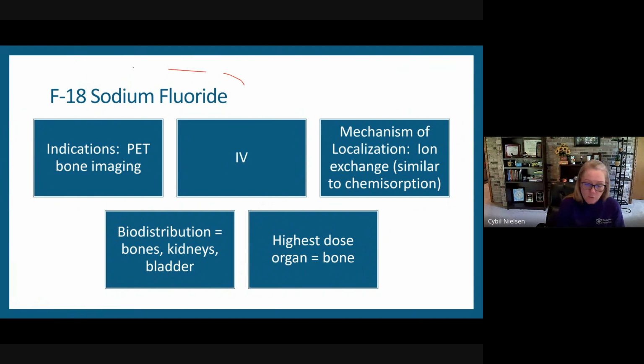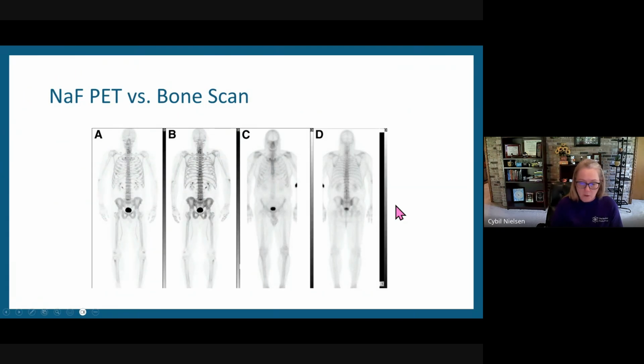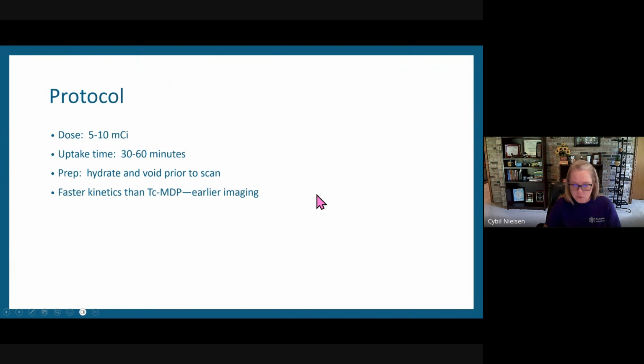All right, sodium fluoride. This is not FDG. This is like free F18, just like sodium pertechnetate is free tech. This is free F18. This is used for bone imaging. So this is an F18 sodium fluoride bone scan versus an MDP bone scan. Obviously, anything SPECT can do, PET can do better. So it's much better imaging characteristics, but it's also much more expensive. So we don't routinely do sodium fluoride PET unless there's a technetium shortage.